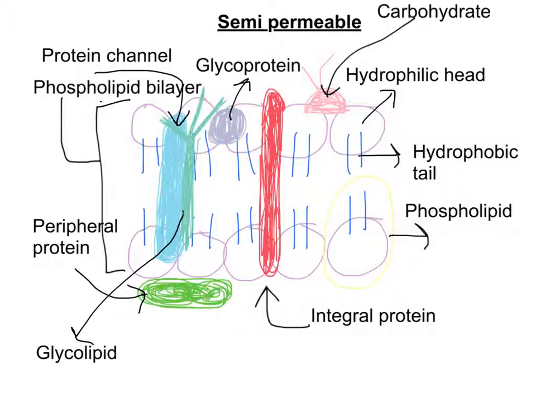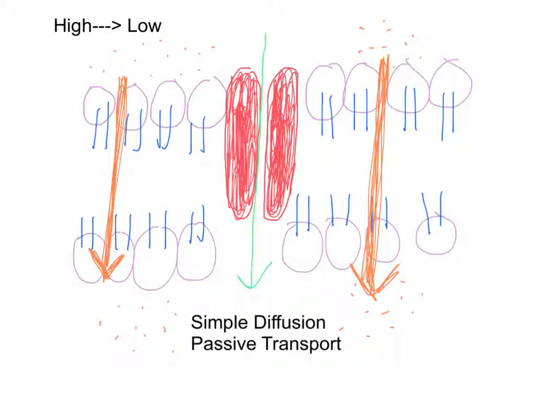The lipid bilayer, or phospholipid bilayer, is a structural component of the cell that isolates the cell's components, which are the organelles in the cytoplasm, from the extracellular environment. Hydrophobic means water-fearing, and the hydrophobic tails are water-fearing. They don't like water. Hydrophilic means water-loving, and the heads like water.